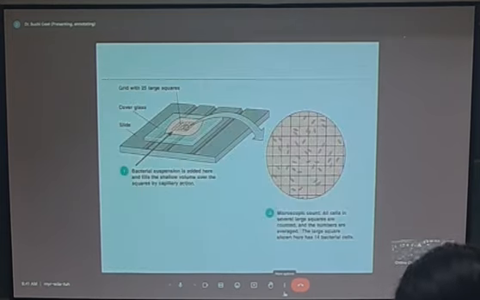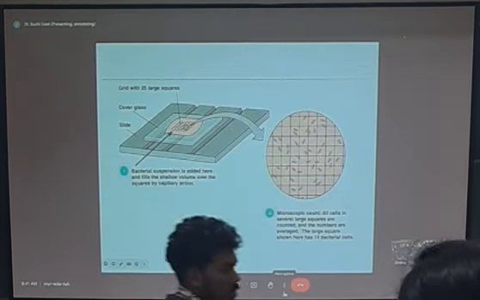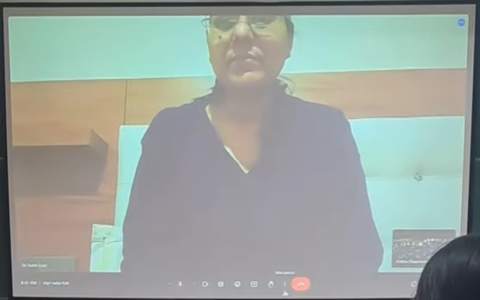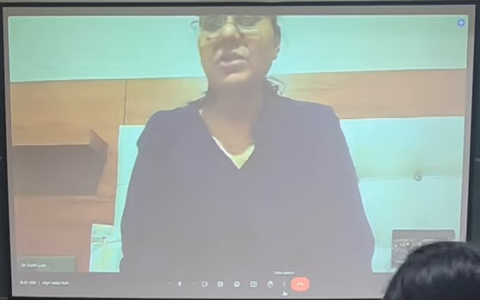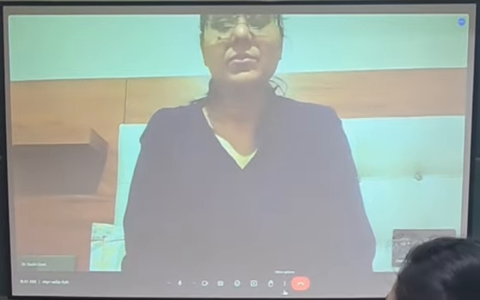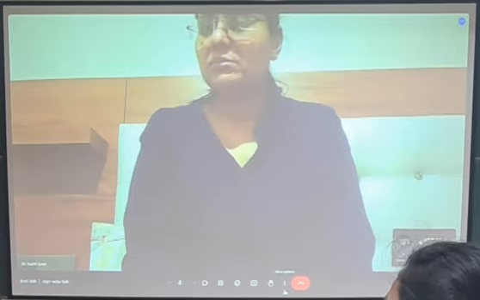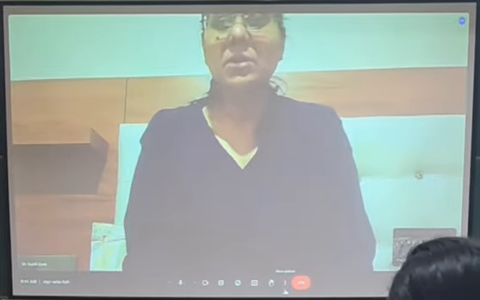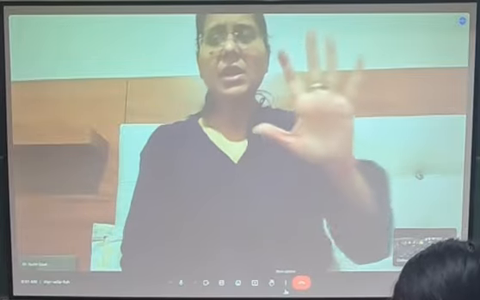For example, this is known as a hemocytometer. Have you seen hemocytometers in your first semesters? How many have seen hemocytometers? Have you read about hemocytometer? No. Okay, then I will explain.